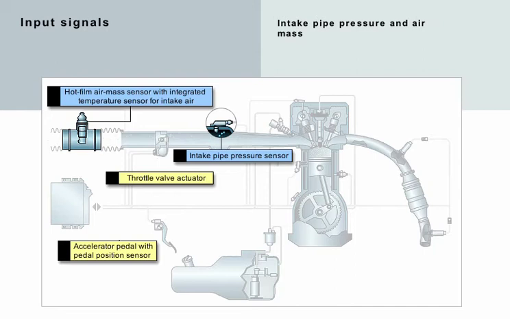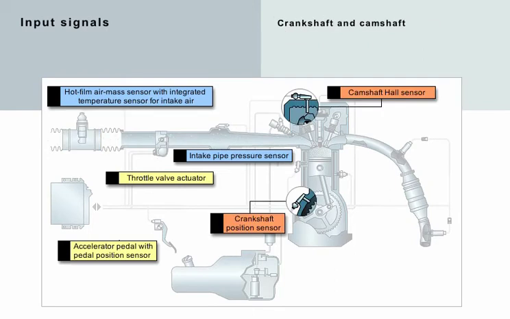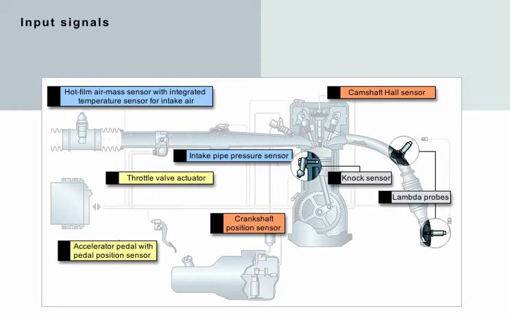The mass, temperature and pressure of the air flowing through the intake pipe. The corresponding sensors are colored blue in the system diagram. The position and speed of the crankshaft and camshaft. The sensors are colored orange in the system diagram. In addition, there are the knock and Lambda sensor systems, which are responsible for controlling the correct ignition times and complete combustion.